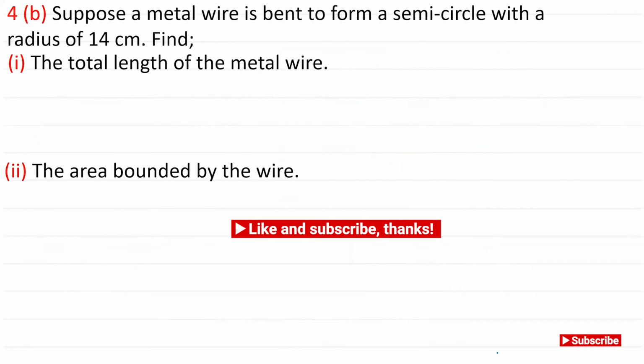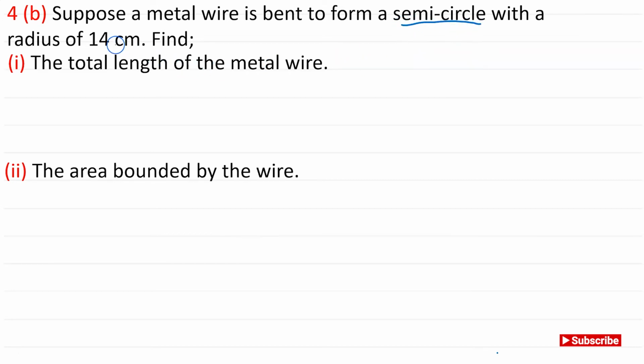Now for part B we have I and then II. We're told this: suppose a metal wire is bent to form a semicircle with a radius of 14 centimeters. Find the total length of the metal wire, and then we need to find the area bounded by the wire.